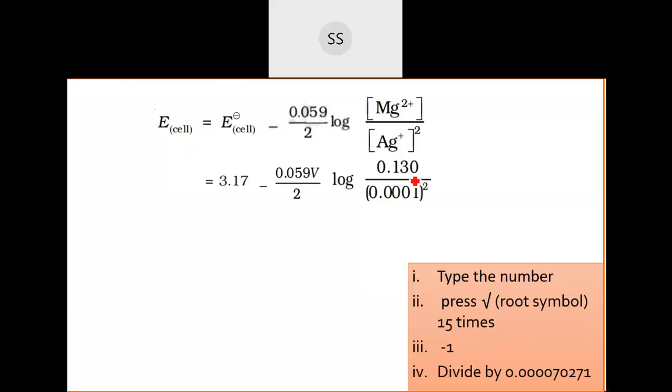So you can divide twice in your calculator. Since you are using a basic calculator, if you have the same number repeated twice in the denominator, you divide by it two times, and then you will get one answer. That answer you type here to calculate. Press the root symbol 15 times, then do minus 1 and then divide it by 0.000702771. They will give you the log book in the exam. Okay, don't worry. That will be given.